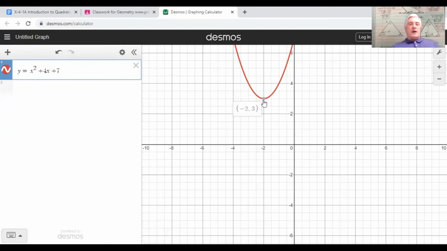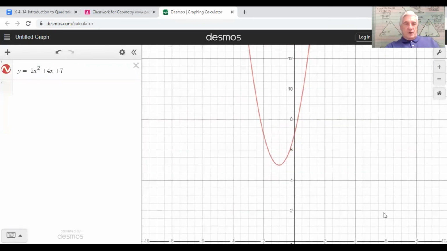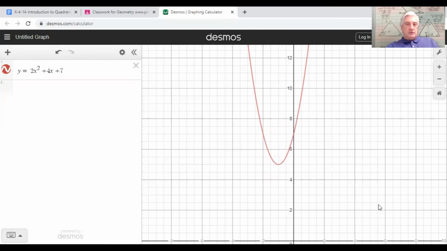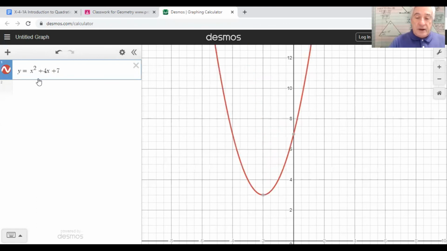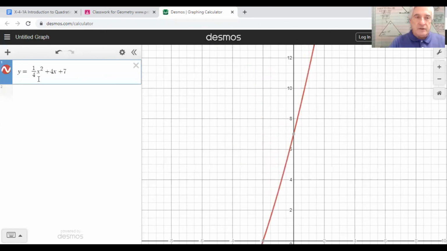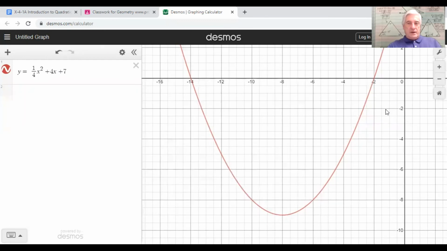Can I make my parabola wider? I think I can. If I put a number here, what happened? Oh, I made that skinnier. Yeah, it still has the same vertex, but it's much skinnier. I put a whole number out there and it was skinnier. So let's see what happens when I put a fraction out there in front of the x squared. Have I made it bigger? I've made it bigger and I've made it wider.